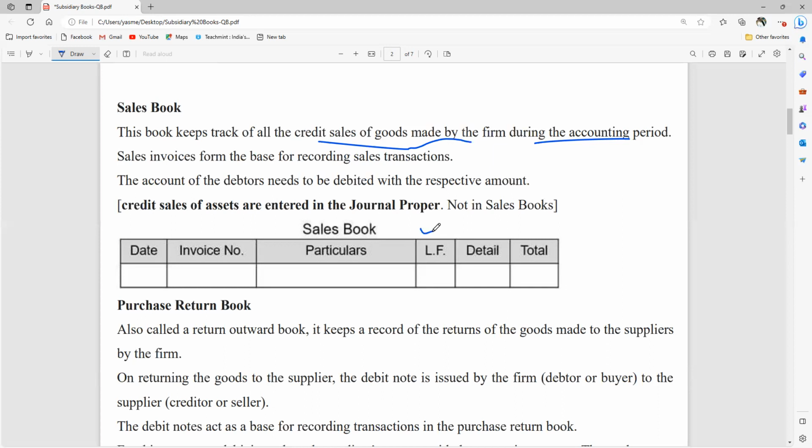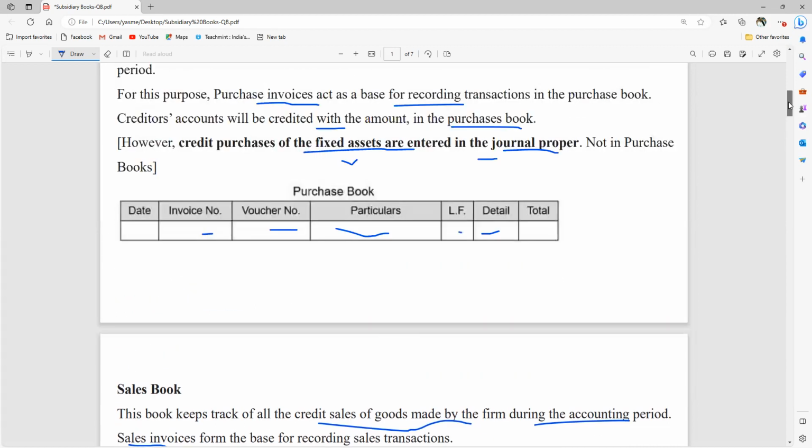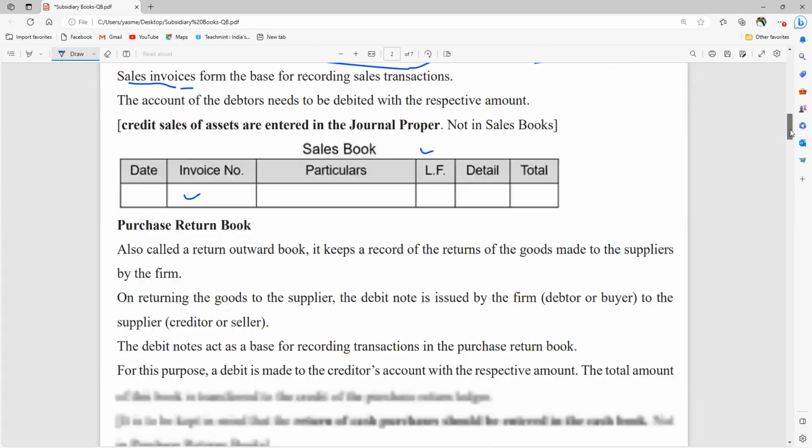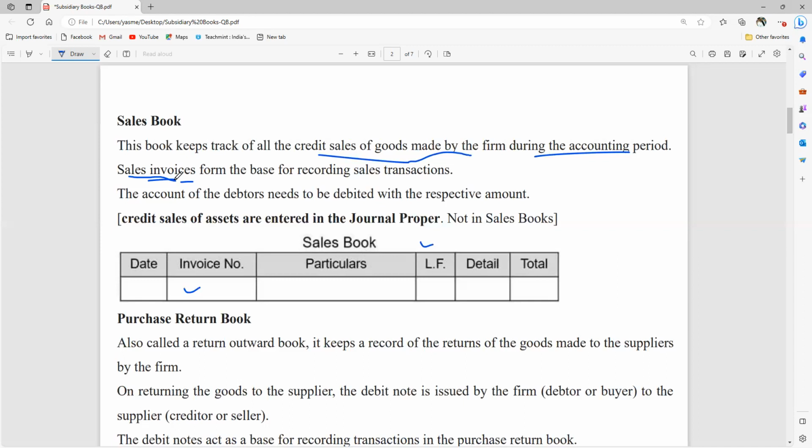Sales of goods on a credit basis during that accounting period should be recorded in a sales book. So here sales invoices form the base for recording the sales transaction. The invoice numbers and everything, whatever details we will be recording, will be based on the sales invoices. In the previous purchase books, it was about purchase invoices, right? So purchase invoices act as a base for purchase books. For sales book, sales invoices act as a base. That we need to understand and remember.